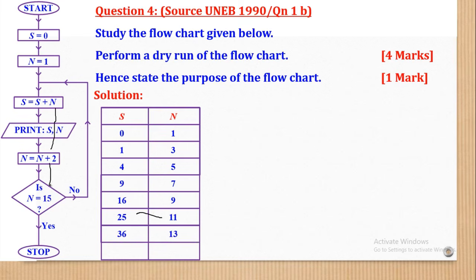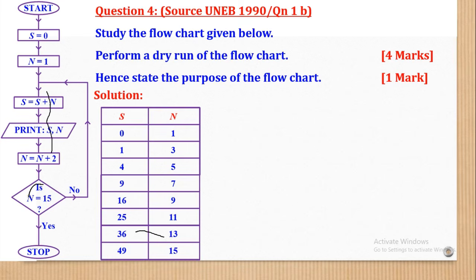Then from there you ask yourself, and this value gives you an answer of no, where you have to go back and increment s to become s plus n. So this plus this gives you 49. Print and increment n by 2. So 13 plus 2 gives you 15.